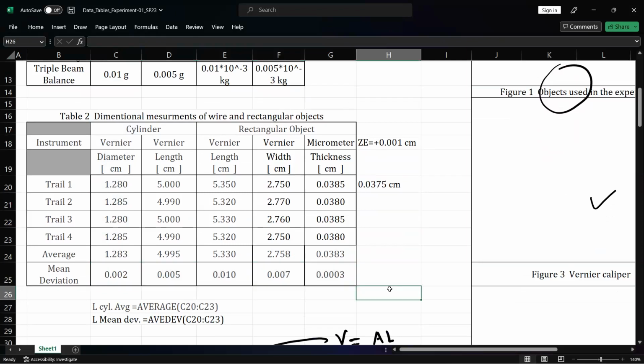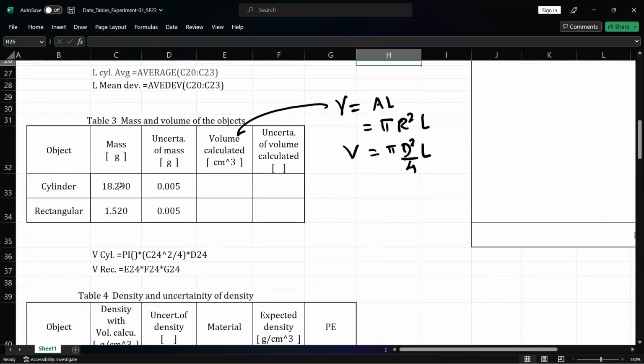The instrument error is actually not the same as the calculated mean deviation, the average error. All right, table 3, the mass we measured, the least count is 0.01 in gram. I add the 0 extra because we can estimate the next decimal place, and because of that the uncertainty is 0.005 grams.